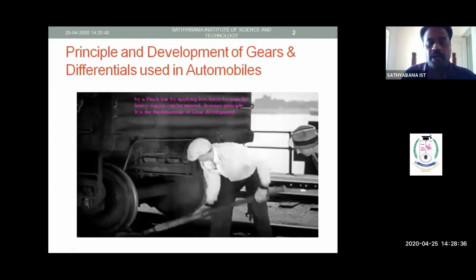Okay. You just look at this picture carefully. What does it indicate? There is a man, there is a wagon. By using a small pinch bar, a man is applying a force to a heavy wagon. So even you can move a heavy wagon without large force. That is what you can understand by this picture. This principle is called a leverage principle.